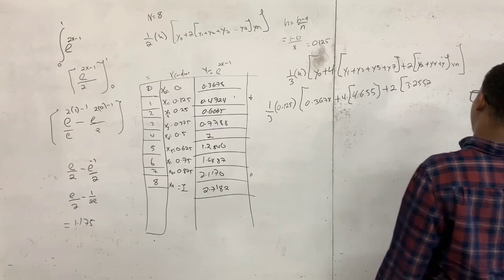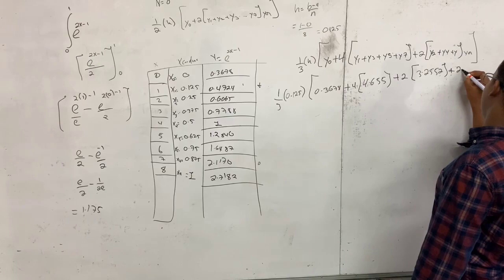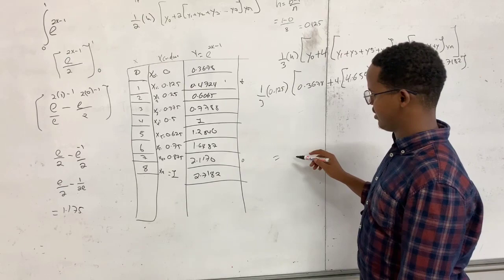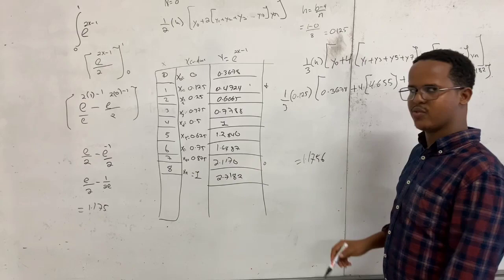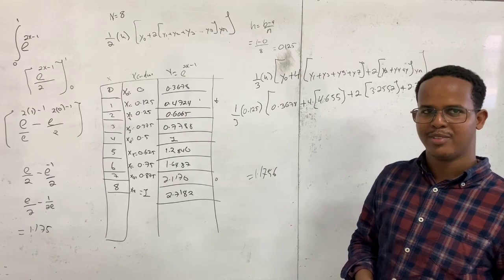And then the last one. What was the last number? 2.718. When we multiply all of them together, our final answer is 1.1756. And this is more accurate than the Trapezoidal rule. Thank you guys for watching, and for participating in the class.